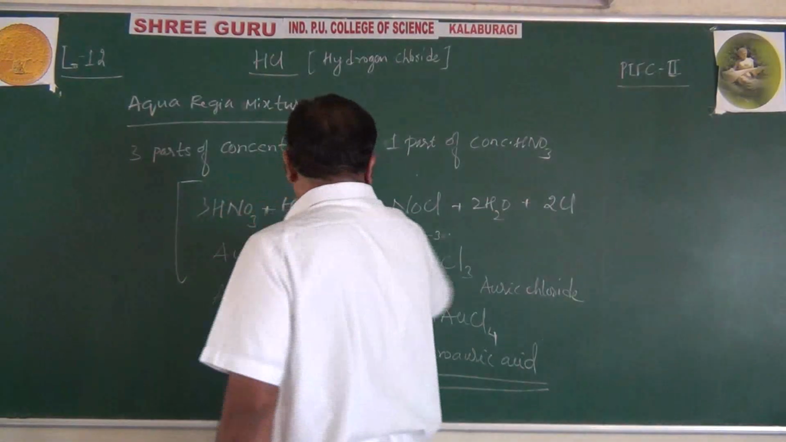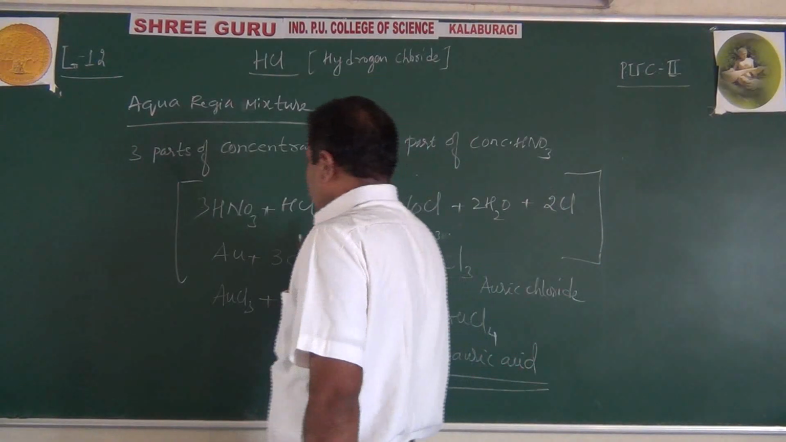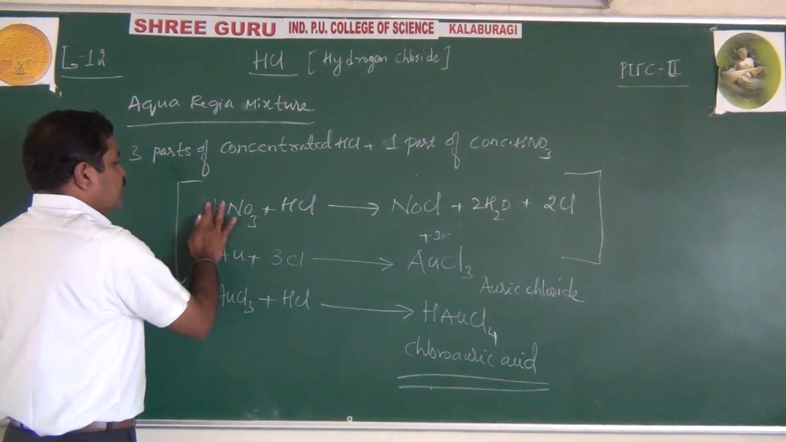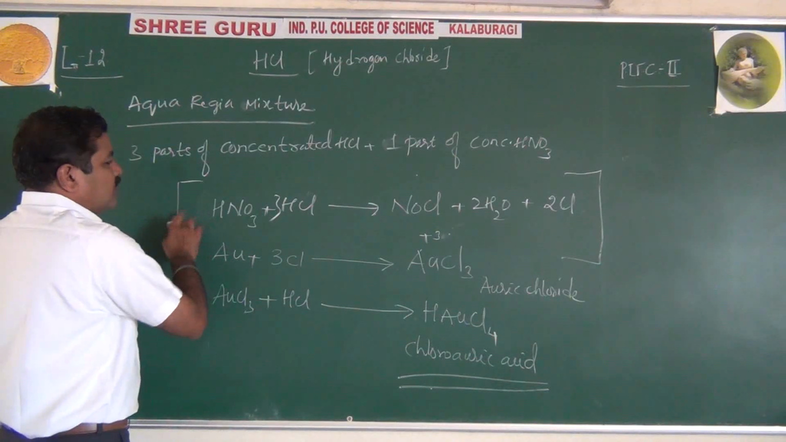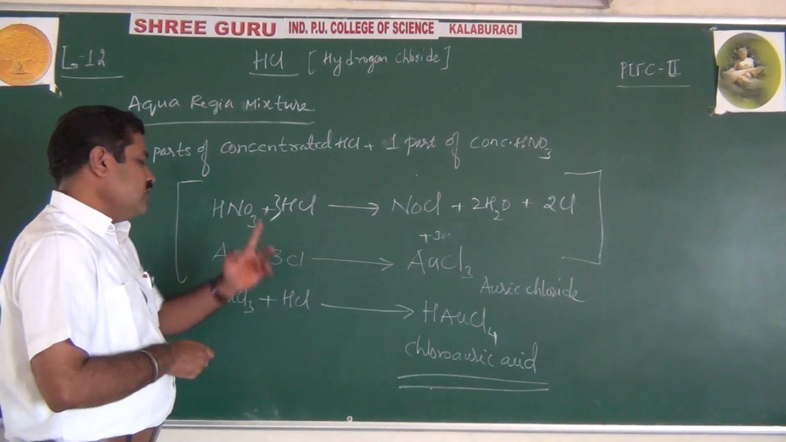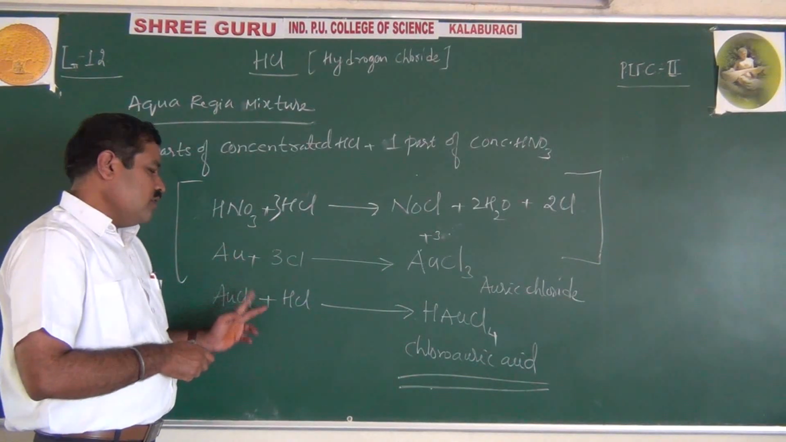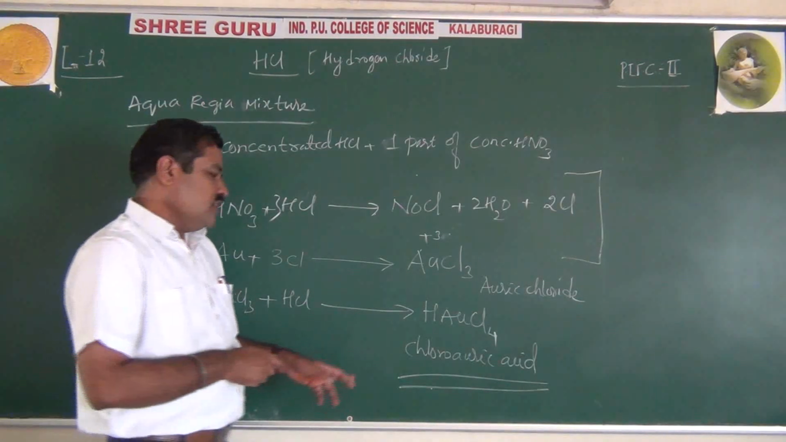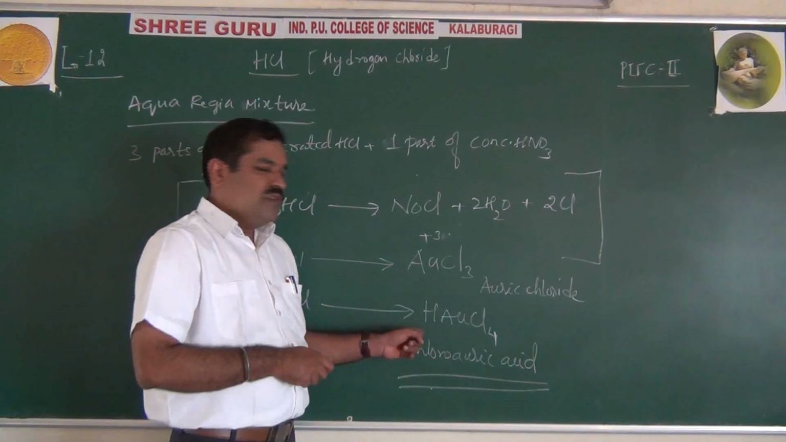Just remember, 3 parts of HCl and 1 part of HNO3 give NOCl, H2O and Cl. That will dissolve the noble metal gold to auric chloride, and auric chloride further with HCl will form HAuCl4, which is called chloroauric acid, a soluble complex.